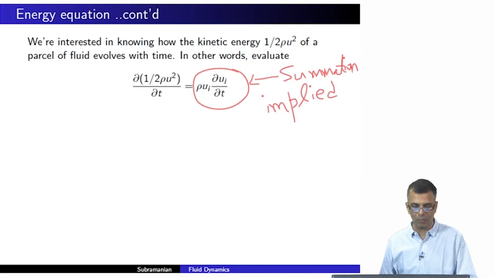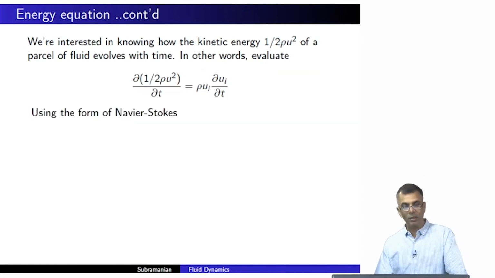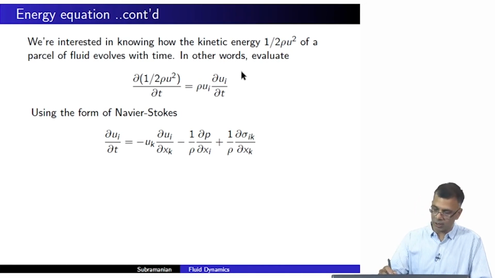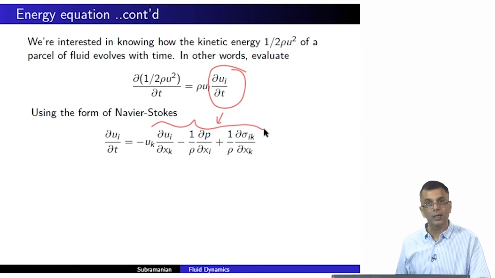Okay, the summation is implied. Now, using the form of Navier-Stokes, which we wrote down in the previous slide, I'm going to be obviously substituting for this. This is just this whole thing, right? So it gets a little messy, so bear with me.